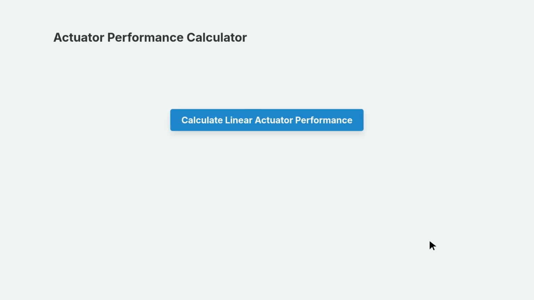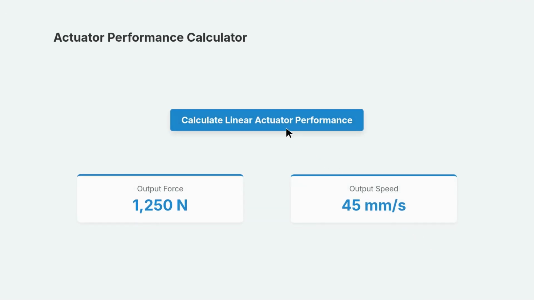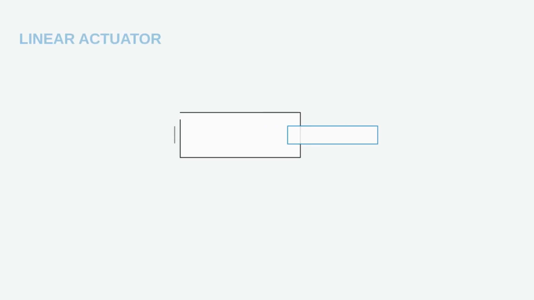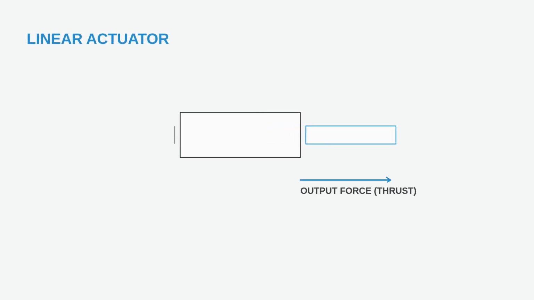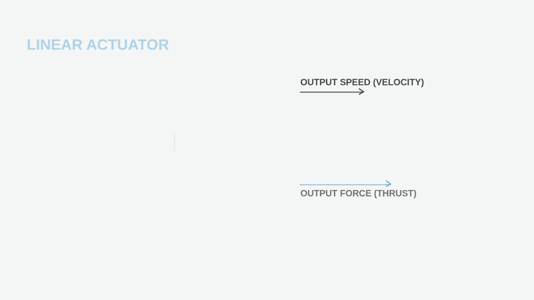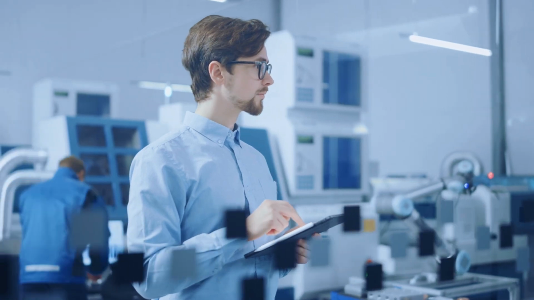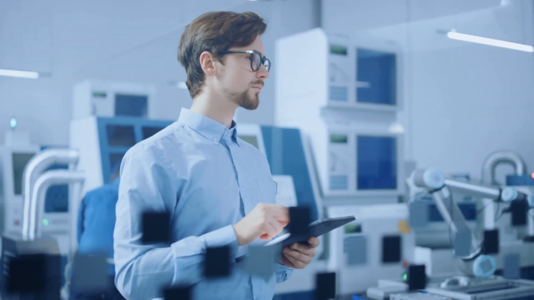After clicking Calculate Linear Actuator Performance, the calculator determines your output force and output speed. The output force shows the linear pushing or pulling force your actuator can generate, while the output speed indicates how fast your actuator extends or retracts. These results help you verify if your actuator design meets your application requirements.